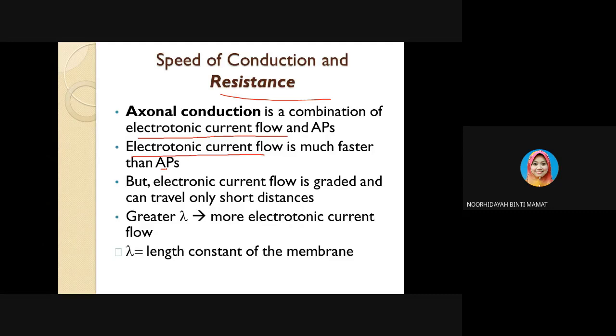Okay, but the electronic current flow is graded and can travel only a short distance, compared to the action potential, which can travel a long distance. The lambda is the length constant of the membrane. The greater the length constant of the membrane, the more electrical current will flow.